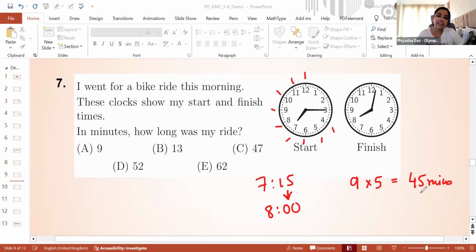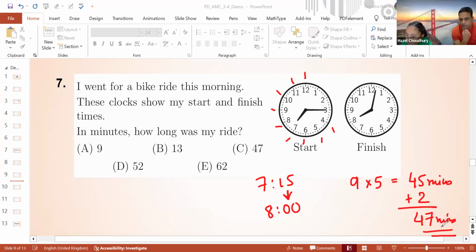But the real time of ending was 8:02. So 45 plus 2, that is 47. Okay. Is that fine, Hazel? Where were you getting trouble? In counting time? In subtracting time? I got confused. I never knew 9 times 5. This was one of the methods. It's not the only way of calculating time.